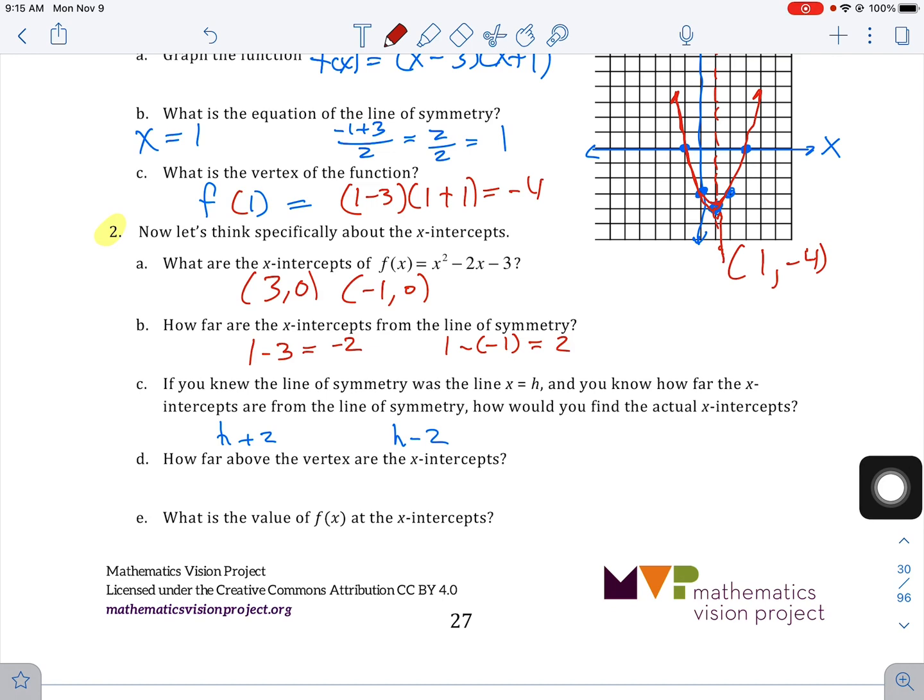If you know the line of symmetry is at x equals h, so we're generalizing, let's just call this h, and you know how far the x-intercepts are from the line of symmetry, how would you find them? Well, in this case, you can do h plus 2 or h minus 2, because you already know how far. If you didn't know how far, you could do h plus some distance and h minus some distance. What is the value of f of x at the x-intercepts? It's always f of x equals 0.